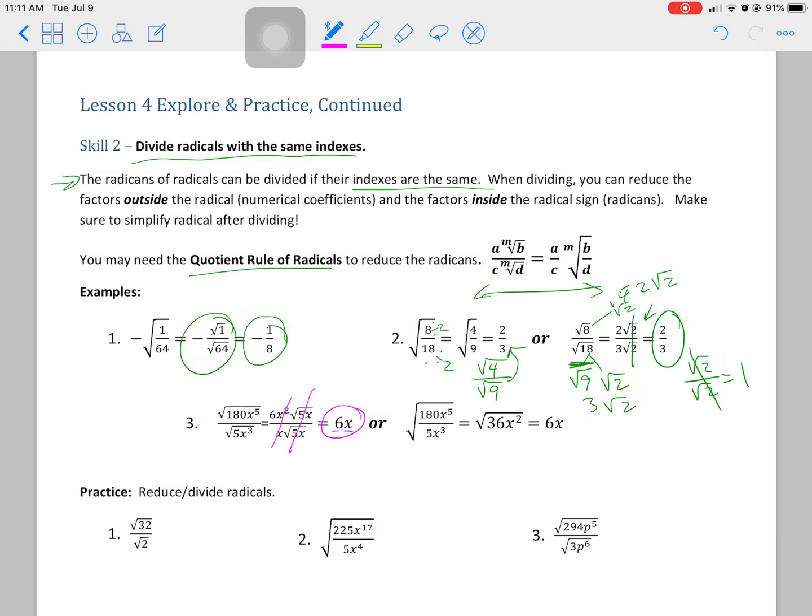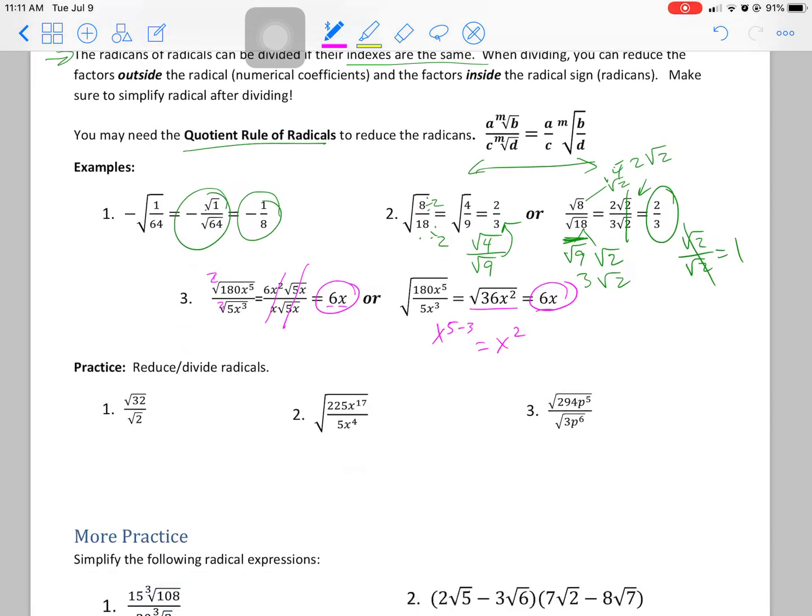But let's say you choose to put them together under the same index. Because they're both the index of 2, okay, you can put them under the same index and reduce them here. 5 goes into 180. If you recognize that, you can put them together like this. 5 goes into 180 36 times. And then you have x to the 5th minus 3, which gives you x squared. And then that's a perfect square of 6x. So either way, perfectly acceptable to use these rules, okay?